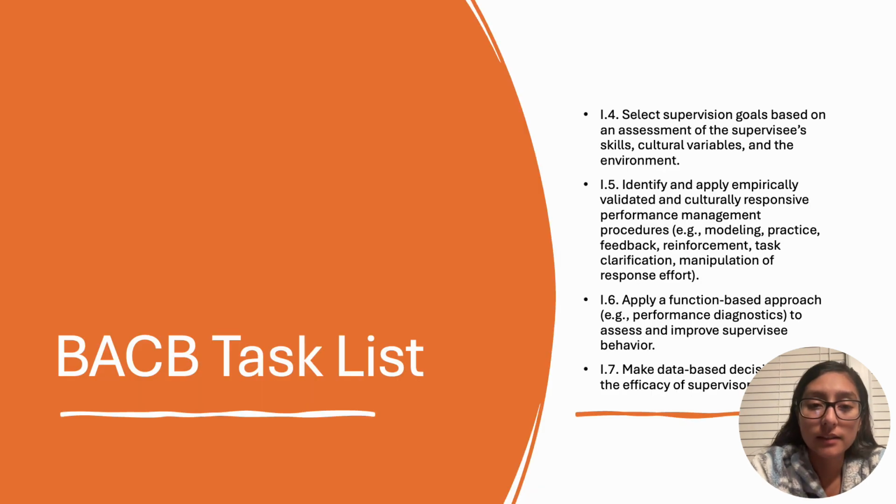The BCBA task list associated with training staff is I4, selecting supervision goals based on assessment of the supervisee's skills, cultural variables, and the environment. I5, identify and apply empirically valid and culturally responsive performance management procedures. Examples: modeling, practice, feedback, reinforcement, task clarification, manipulation of response effort. I6, apply a function-based approach, for example, performance diagnostic, to assess and improve the supervisee's behavior. And I7, make data-based decisions about the efficiency of supervisory practice.